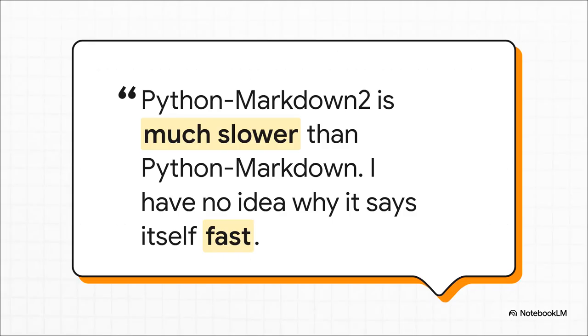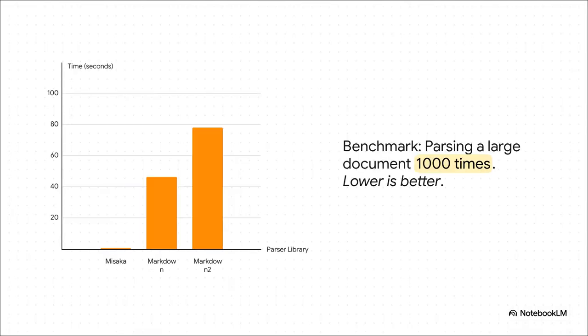And this is where it gets really juicy. Remember how Python Markdown2 called itself fast? Well, here's a direct quote from a well-known blog post that actually benchmarked these libraries. The author was, let's say, not impressed. This creates a really interesting contradiction. And here is the data behind that claim. In this one specific test, Mistune, the C-based library, is just ridiculously fast, less than a second. But then look at the pure Python options. The original Markdown library clocked in at 46 seconds, and Markdown2, it took over 78 seconds. In this test, it was actually the slowest of the bunch.